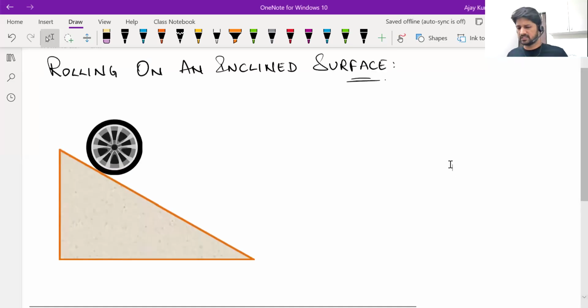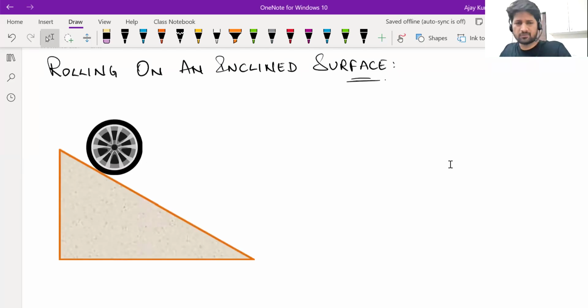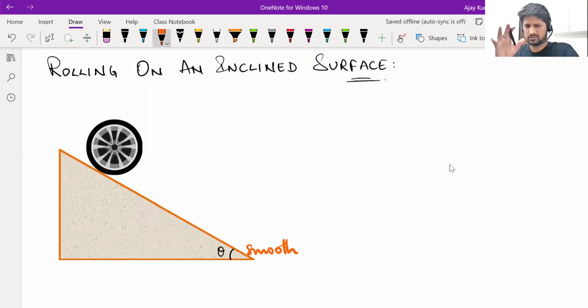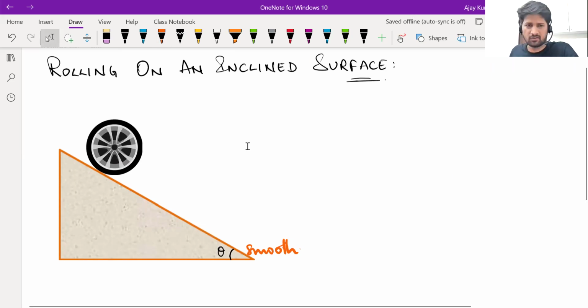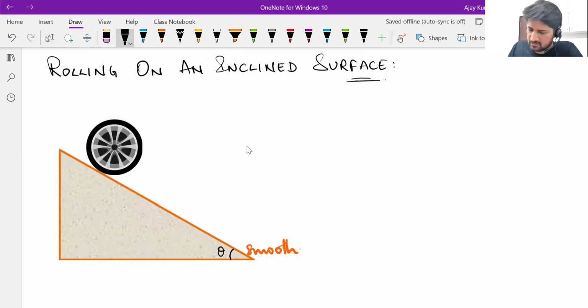So let's discuss what happens if an object like this, an object which can roll, is released on an inclined surface. Assume the angle of inclination is theta. First, let's assume the surface to be smooth. Some object which can roll is released on it. Assume it is released from rest. Let's say its mass is m, radius is r.